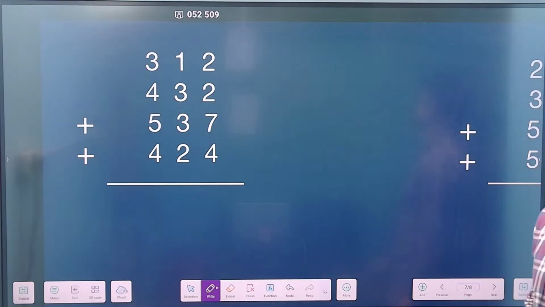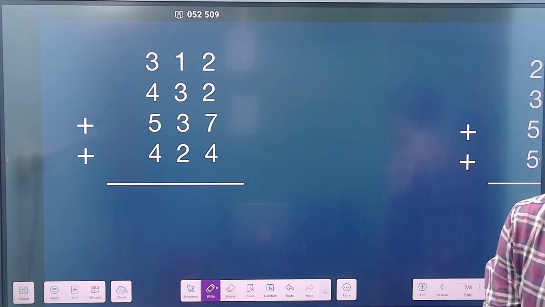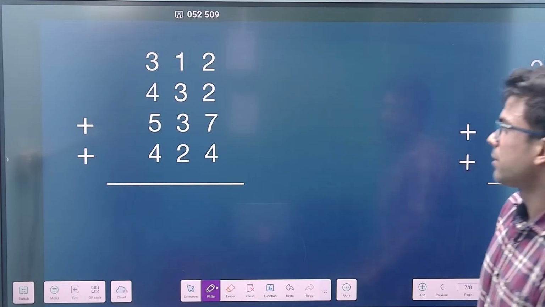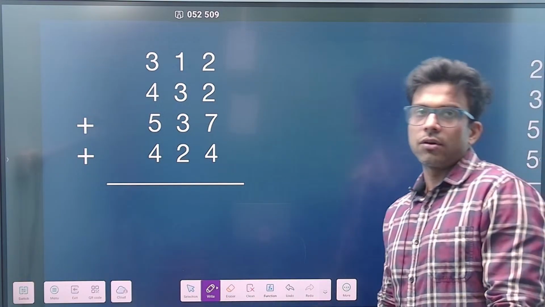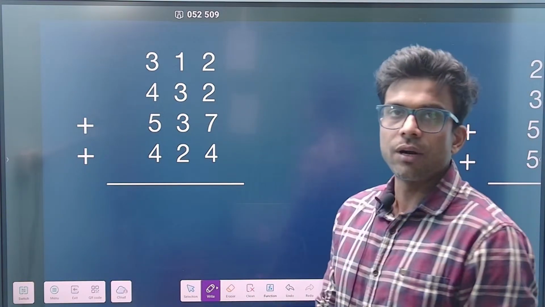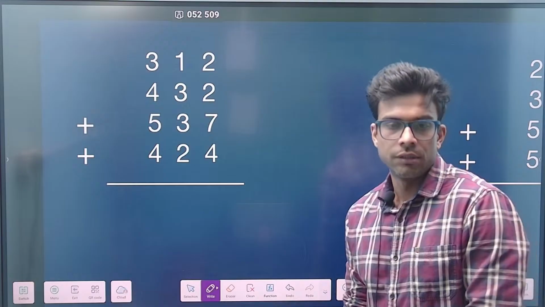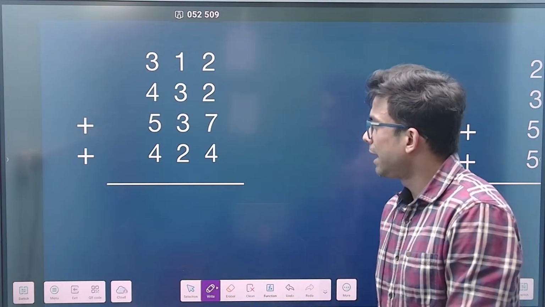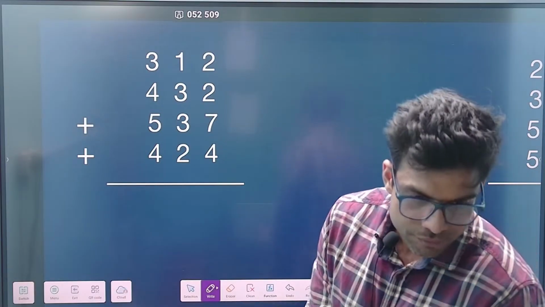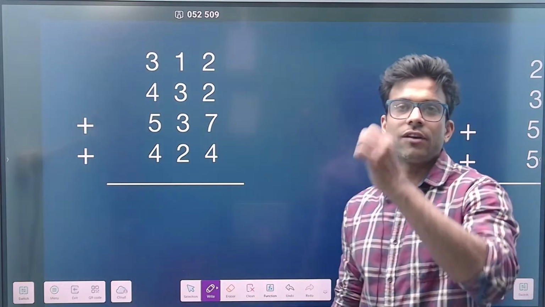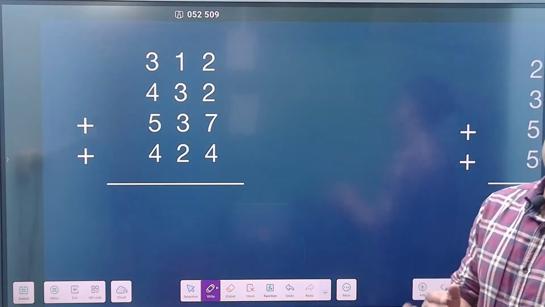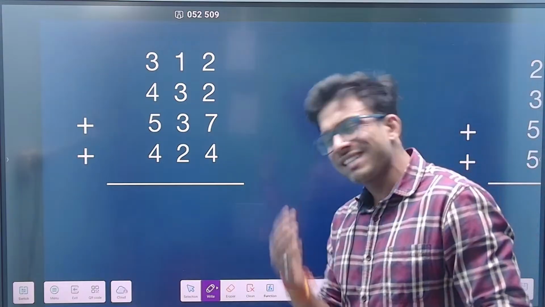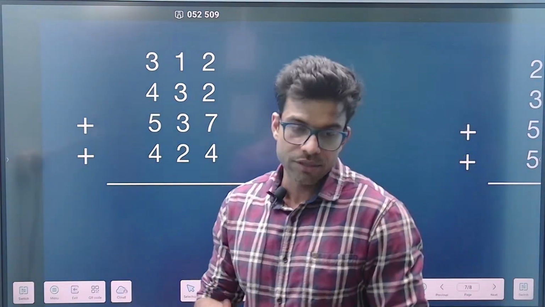These are very basic things, guys. If you don't understand these things, it would not help you a lot. I will be giving you that 10 homework also: 312, 432, 537 and 424. Try it fast. I am saying you can solve any of the problems, whether it is 3 digit, 4 digit, 6 digit, 7 digit or 8 digit. You can solve any problem.